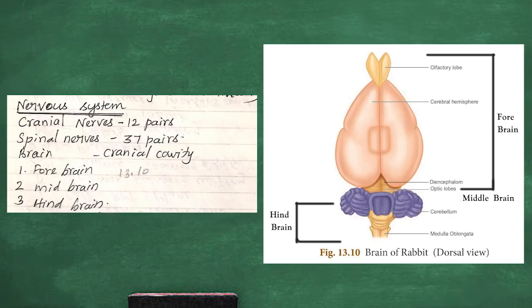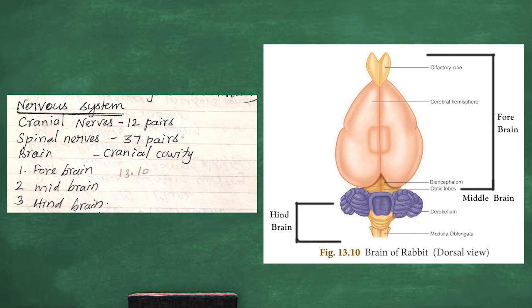Then nervous system. Nervous system means brain. The brain has three parts. Forebrain, in Tamil it is Munmulai. Midbrain, it is called Nadumulai. Hindbrain, it is called Pinmulai. Then how many nerves are present here? Cranial nerves 12 pairs. Spinal nerves 37 pairs.